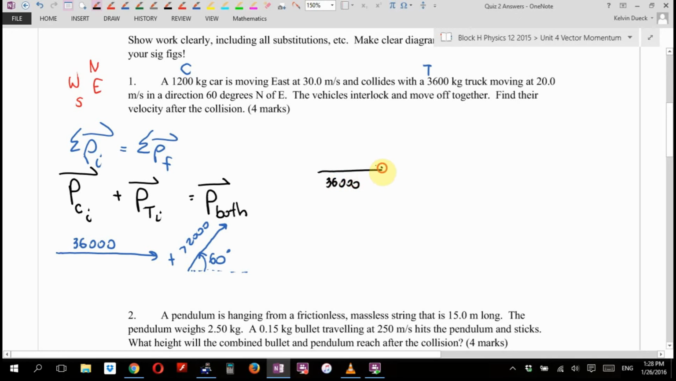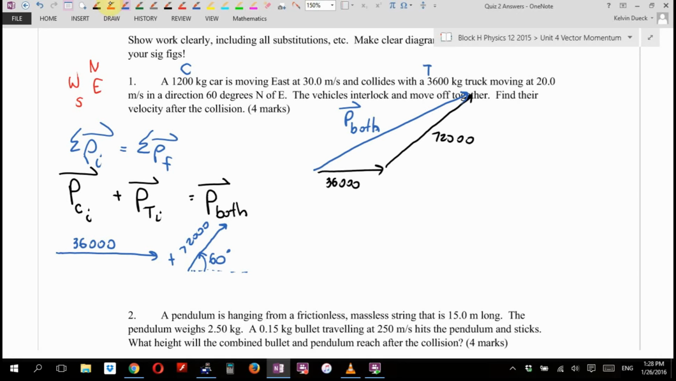36,000, 72,000, and here is what I'm trying to find. I need an angle. How big is that angle? How'd you get the 120? So I visualized that this little thing there was 60. So I said this has got to be 120 because a straight line is 180 degrees. Cool.